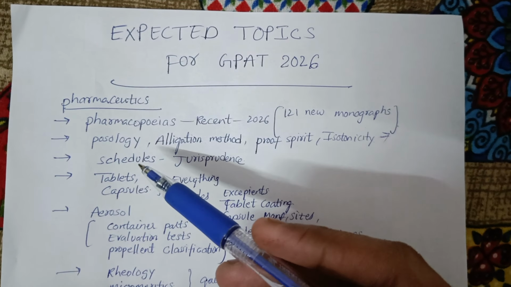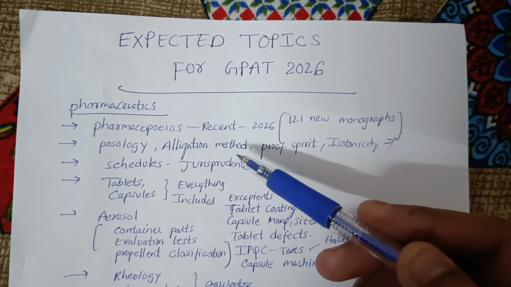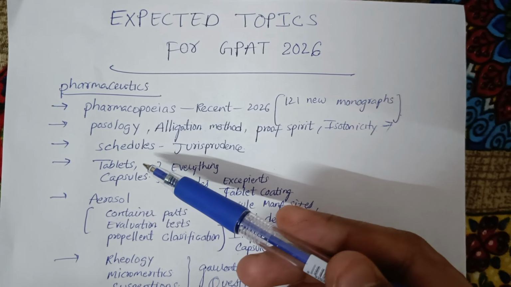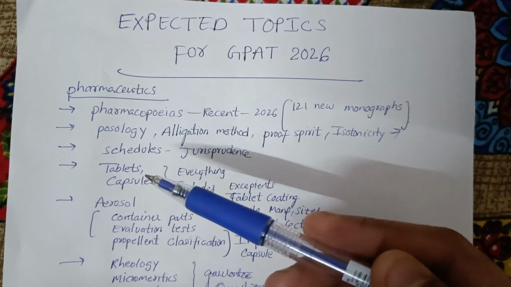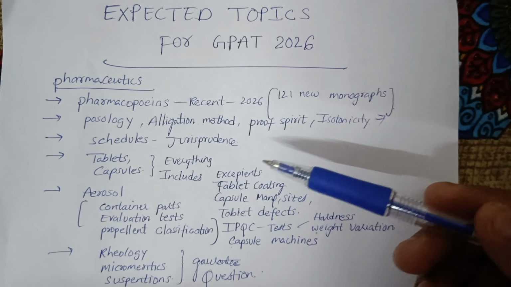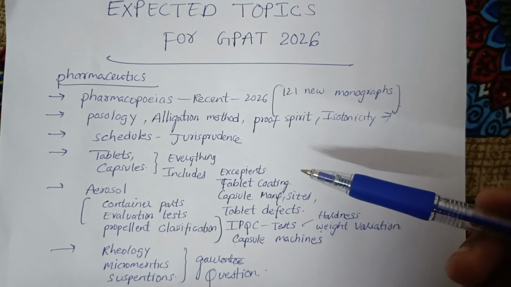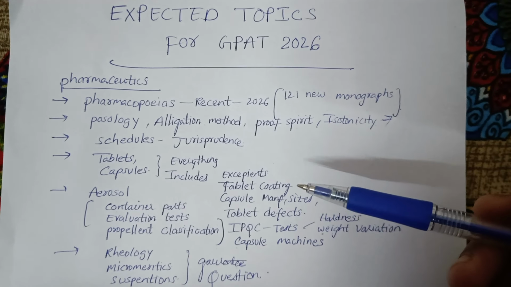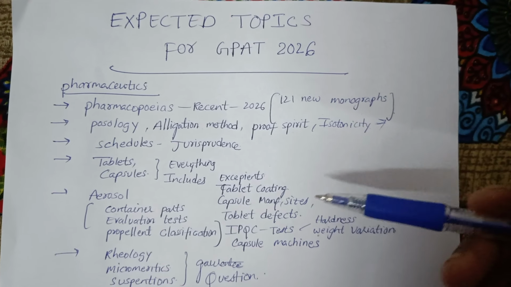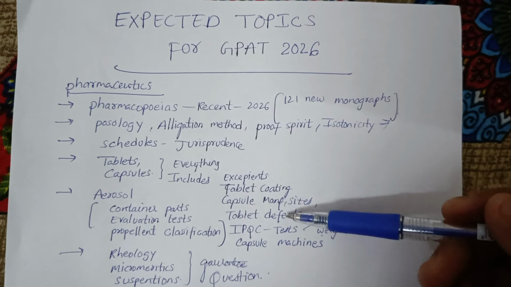And guaranteed questions will come every year from the topic of schedules, particularly from jurisprudence, those board members, acts, and everything. So focus on this. And guaranteed questions will come from tablets, capsules, and aerosols. Focus particularly on the different excipients of tablets and their unique points. Again, for tablet coating, capsule manufacturing sizes, tablet defects, and in-process quality control tests, which include hardness, weight variation, etc., those specifications and everything, and the capsule machines. So cover all these topics. You can expect a question from these topics.